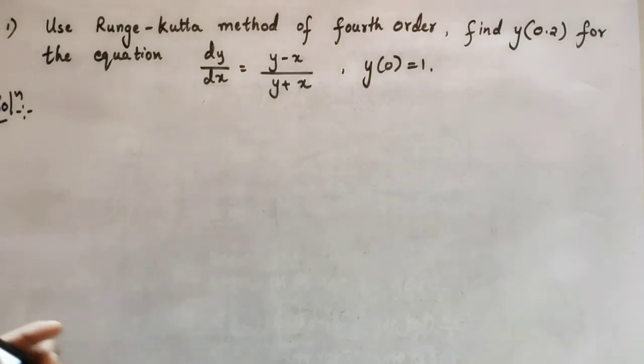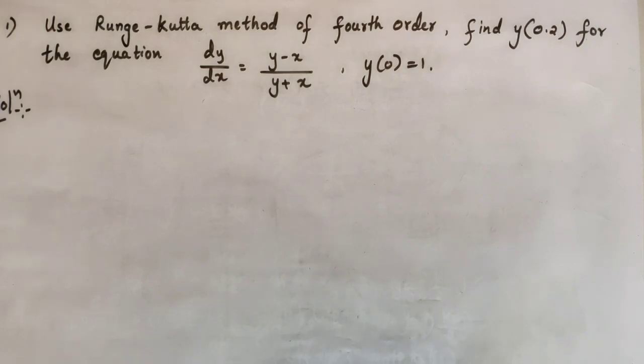So here is one simple problem I have brought for you on RK method. All of you take a pen and a paper and start working for the solution with me. Use RK method of fourth order. Find y of 2 for the equation dy by dx is equal to (y minus x) divided by (y plus x). It's given that y of 0 is equal to 1, meaning this is the initial condition for you. Now let's see how to work for the solution.